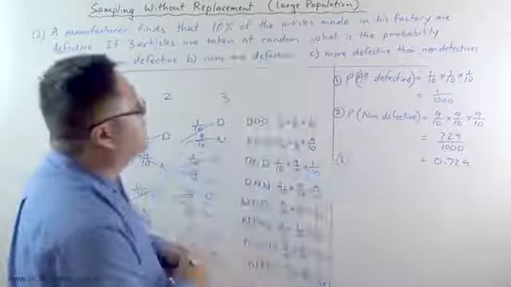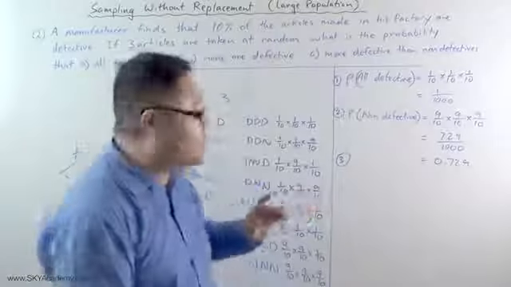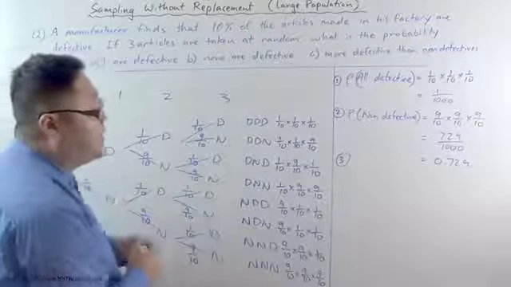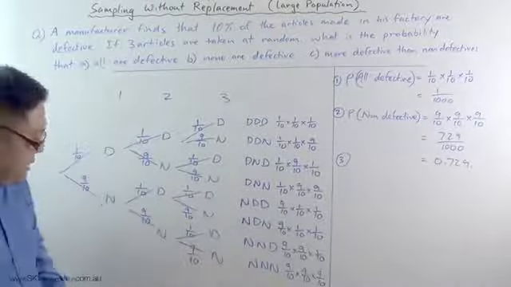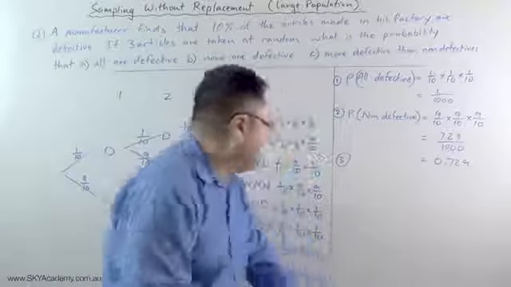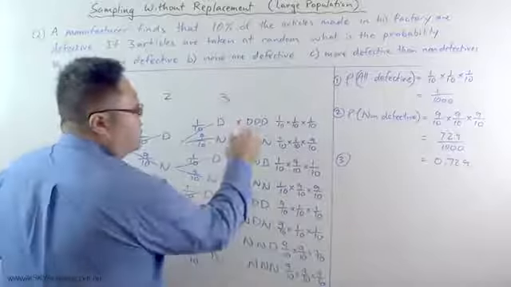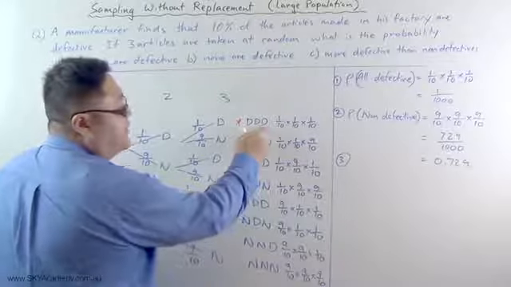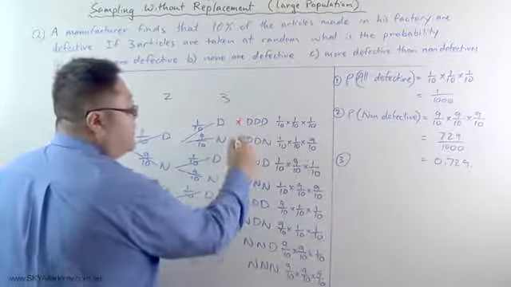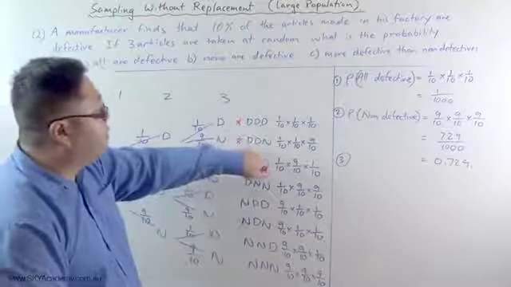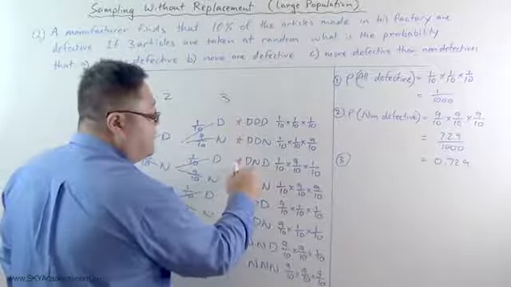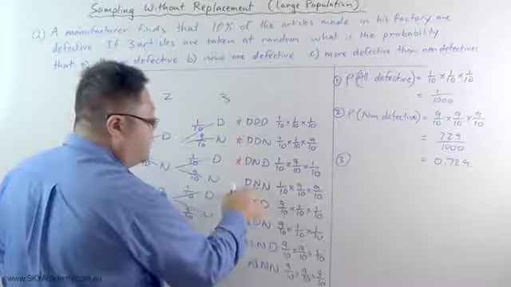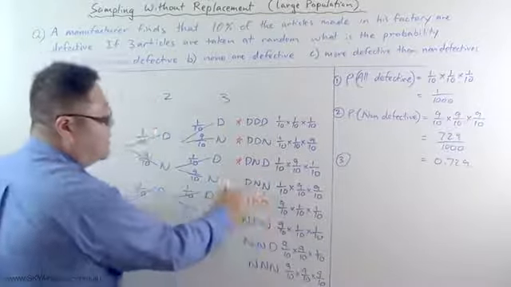What do we got? More defective than non-defective. Okay, so what that's going to include, more defective than non-defective, and I'll use a red pen here. Now, which ones are we going to include? 3 defective, 0 non-defective, 2 defective, 1 non-defective. That's where we've got more defects than non-defects. This one's the same. 2 defective, 1 non-defective. This one, 1 defective, 2 non-defective. That's not going to be included.